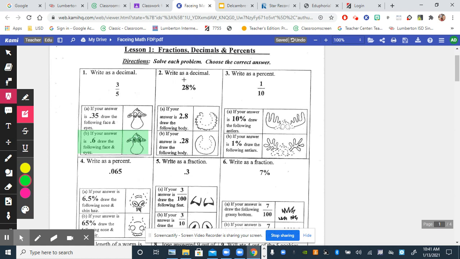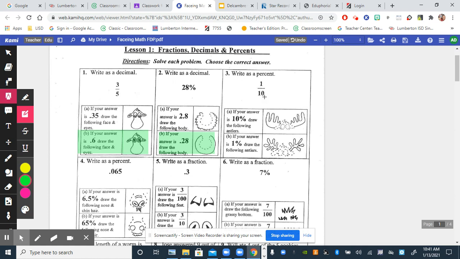Number 2, write as a decimal, 28%. Well, we remember we move it over 2 spaces to the left, so that would be 28 hundredths, 0.28. It would be letter B. So this is the drawing of the body. This part would be the head. This would be the body. It's a smooth one, not a rigid or pointy one.